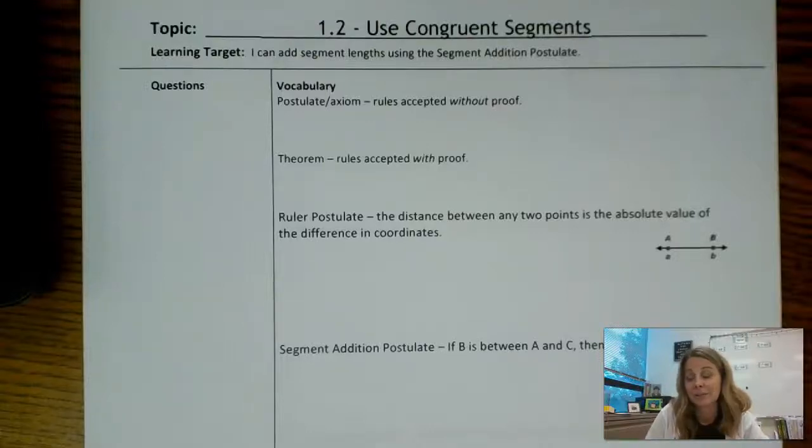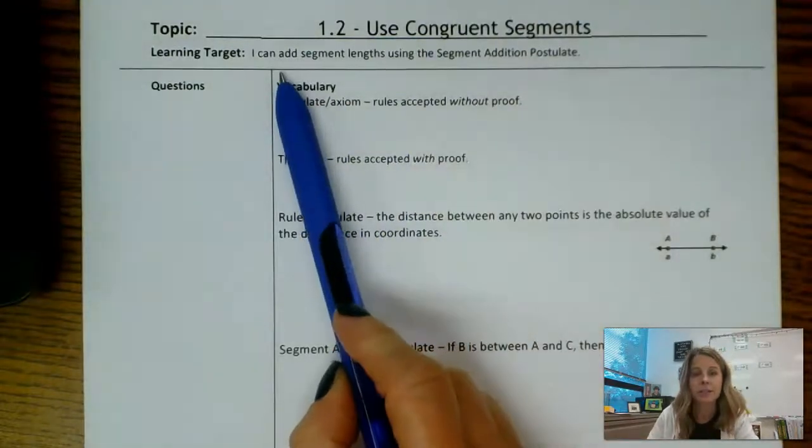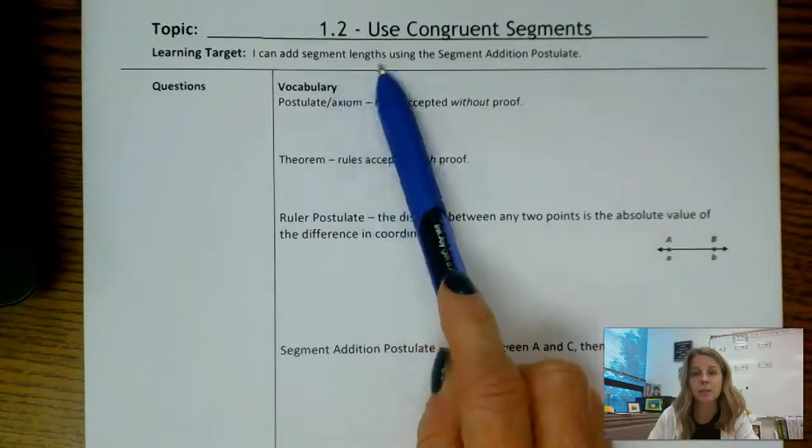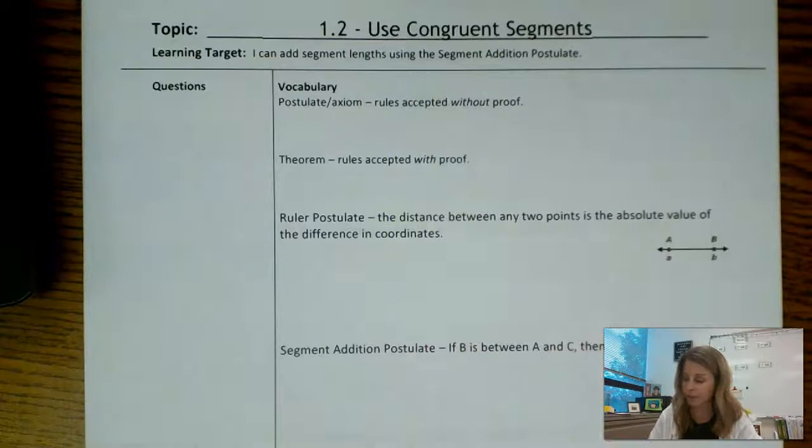Hi. Today we're going to look at our next section in Unit 1 called Use Congruent Segments. Not quite as much vocabulary as the first section, but we do have a few things to look at. Our learning target is we are going to learn something called the segment addition postulate, and in fact we're going to add segments using that postulate.